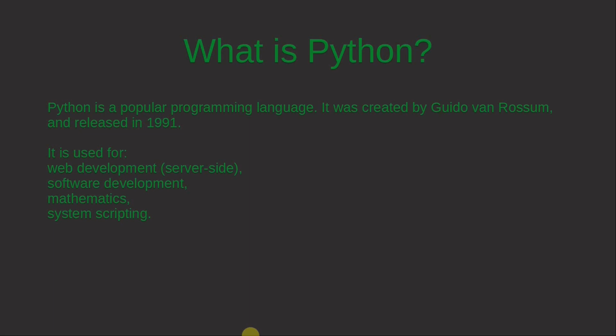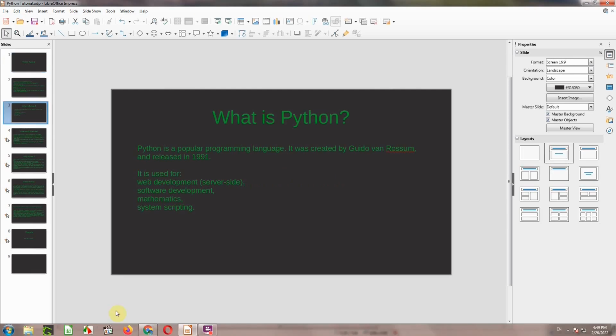What is Python? Python is a popular programming language. It was created by Guido van Rossum and released in 1991. It is used for web development, server-side software development, mathematics, and system scripting.